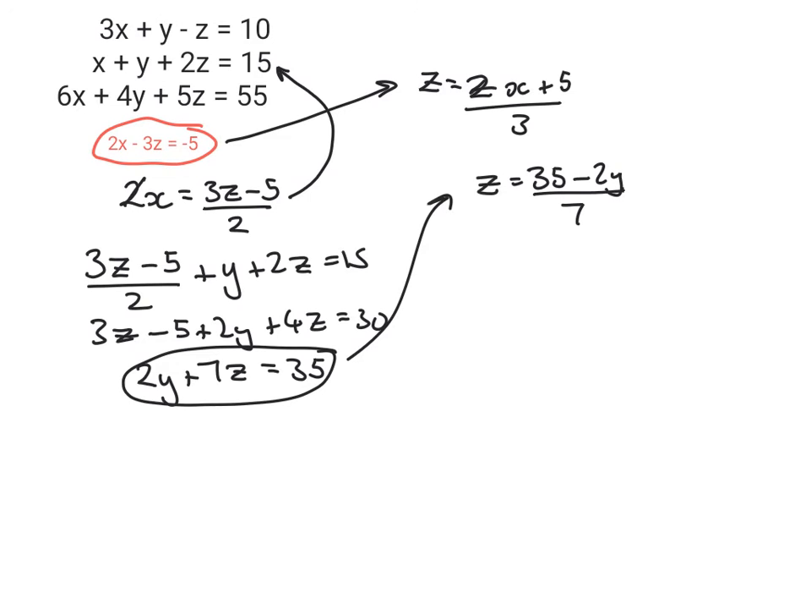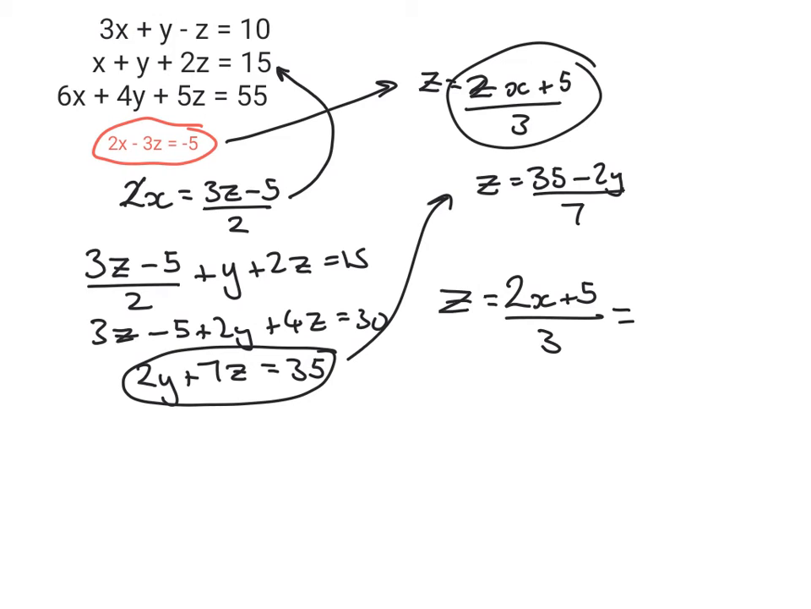So the equation of the line is simply z equals, so write down one side, (2x plus 5) over 3, but it also equals this one here if I want it in terms of y, which is (35 minus 2y) over 7. So the equation of a line in 3 dimensions actually has 3 parts.